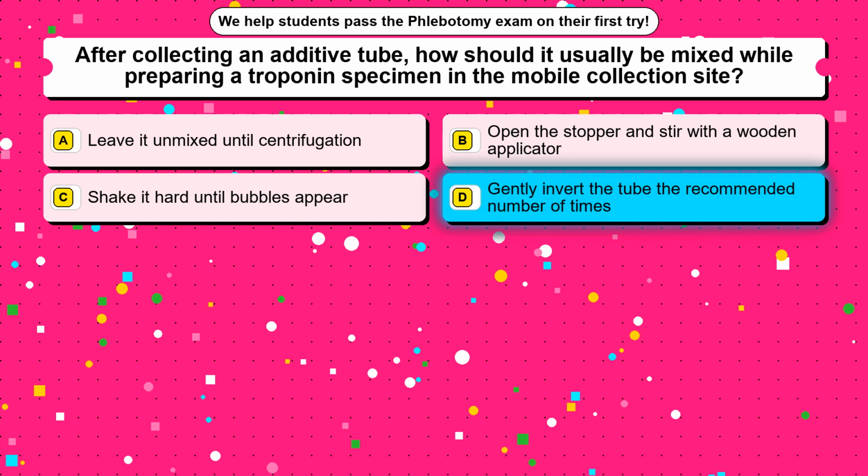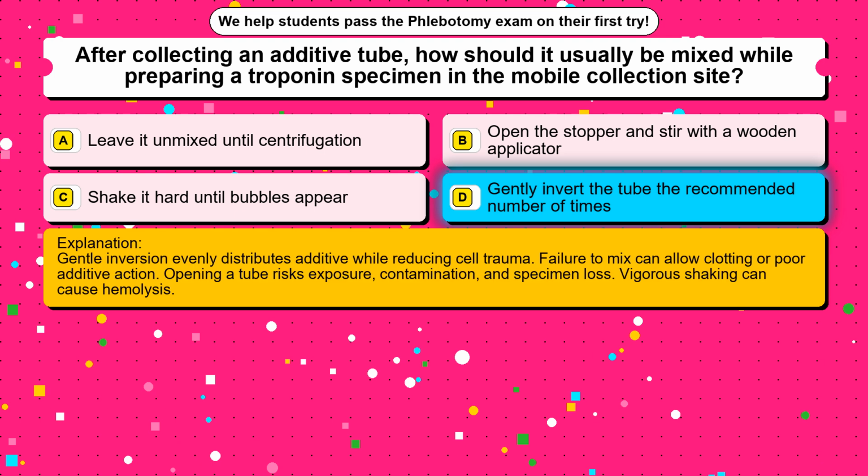The correct answer is option D. Gently invert the tube the recommended number of times. Gentle inversion evenly distributes additive while reducing cell trauma. Failure to mix can allow clotting or poor additive action. Opening a tube risks exposure, contamination, and specimen loss. Vigorous shaking can cause hemolysis.